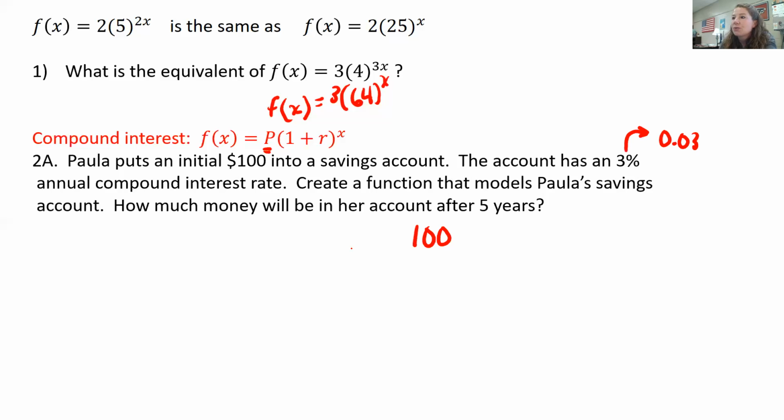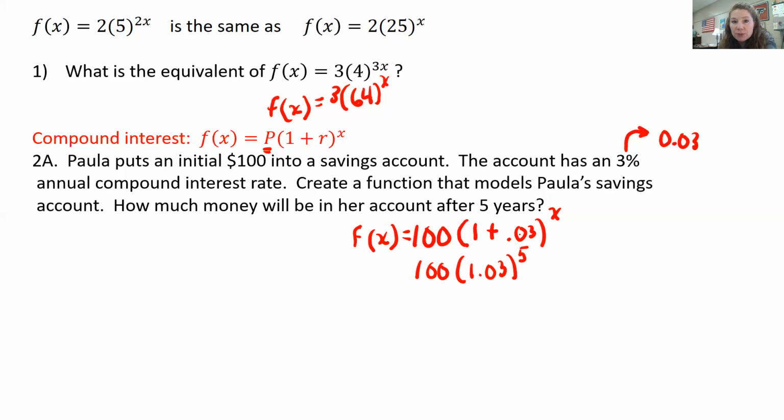Create a function that models Paula's savings account, how much money will be in her account after 5 years. So we're going to say the function of x is equal to her principal times 1 plus her interest, 0.03, raised to the time she keeps her money in the account. Now, that's our function, and then it says how much money will be in her account after 5 years. So now, instead of having an unknown variable, we know that x is going to be a 5. So we're going to multiply 100 times 1 plus 0.03 is 1.03 raised to the 5th power.